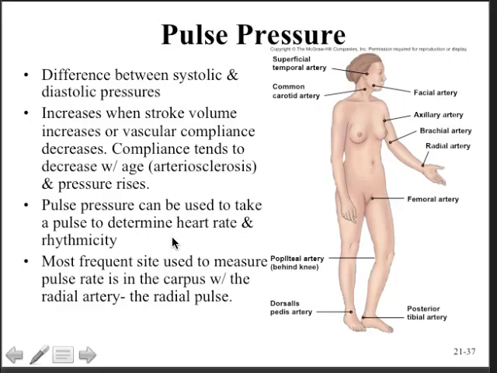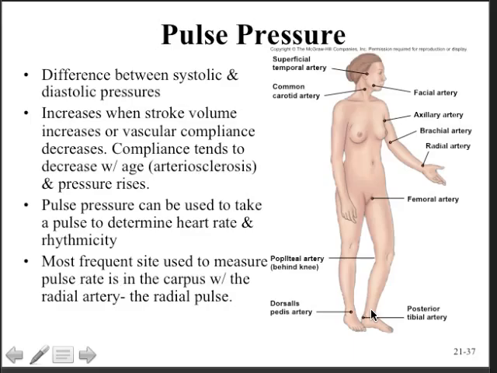We call this the radial pulse, but you can see here there's quite a few other places we can take a pulse. You can see up here the superficial temporal and the carotids, here the facial, the axillary artery under the arm, the brachial, the radial, the femoral, the popliteal behind the knee, the dorsalis pedis, and the posterior tibial. Now you might ask, well, why so many areas to take a pulse?